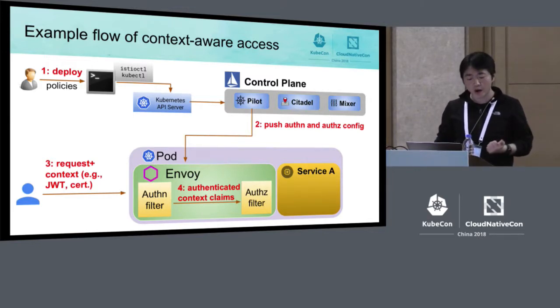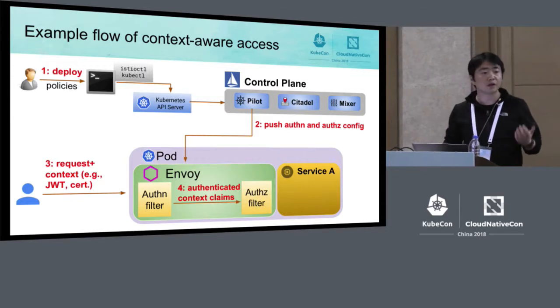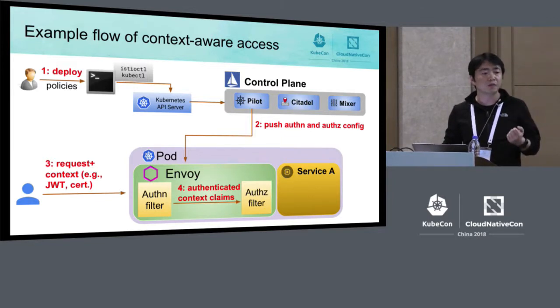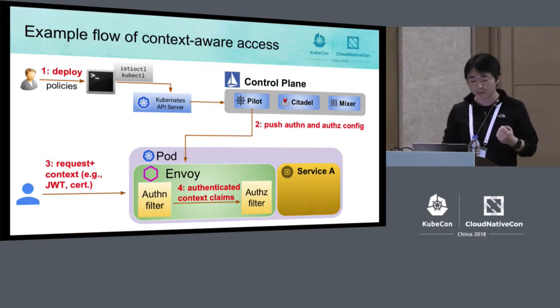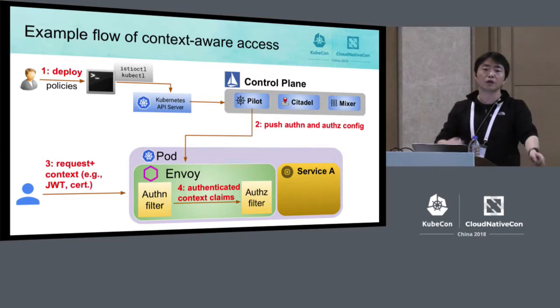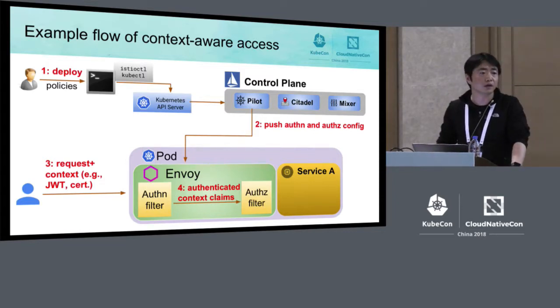So when a request comes, the request may have context information, such as a JWT, certificate, and other context information obtained by the data plane. The data plane has an authentication filter. The authentication filter will authenticate the context information and decide whether this is valid or not.